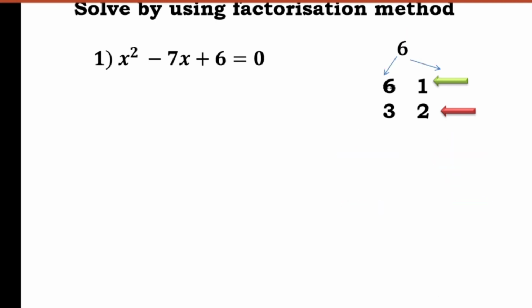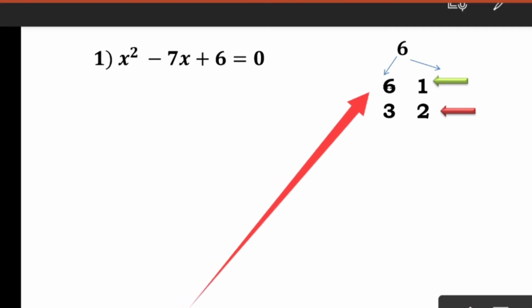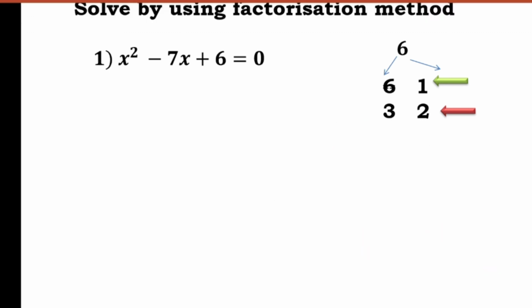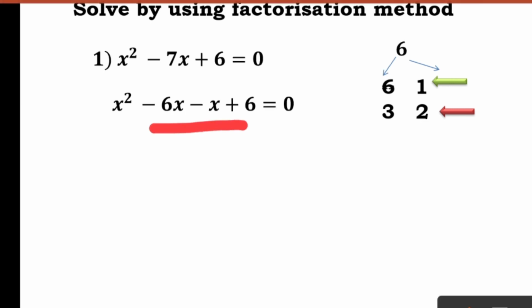If I take minus 6 and minus 1, I get the answer, right? Minus 7. Minus 3 and minus 2 will become minus 5, which will not fit here. So best suited in this case will be minus 6 and minus 1. Therefore we'll go ahead with x square minus 6x minus 1x plus 6. You can see here minus 6 and minus 1.